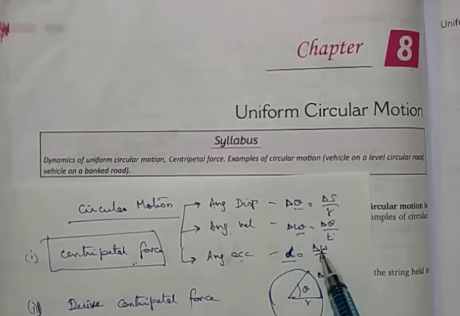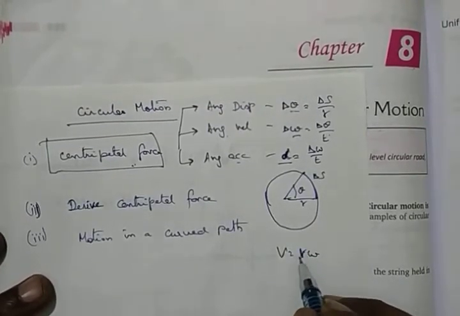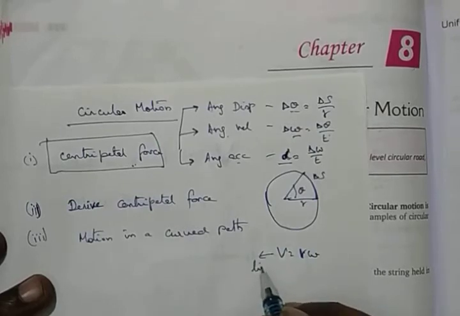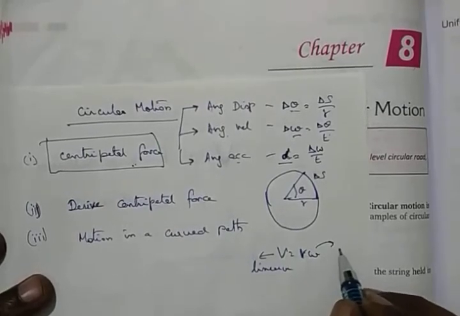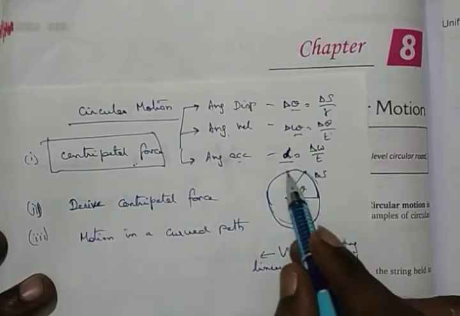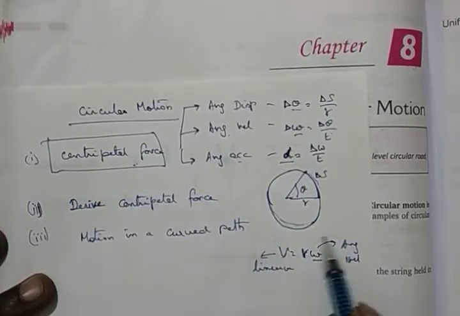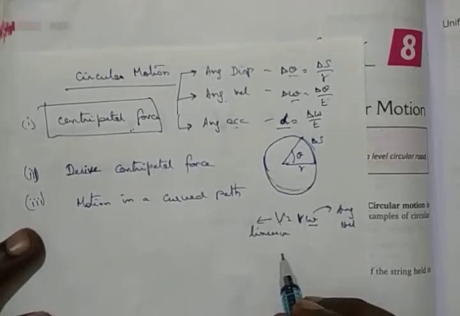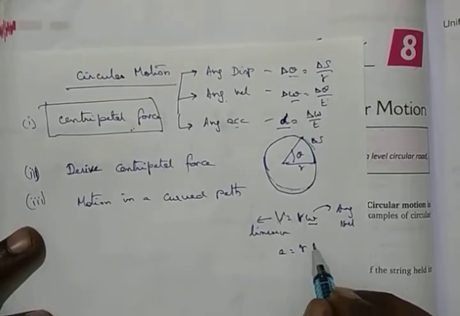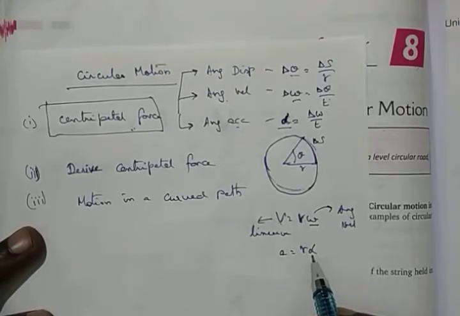Now when you do this, you will also be able to see another formula: V is equal to R omega. What is V? It is linear velocity. And omega is angular velocity. When you go over a circle like this, the velocity is angular velocity. When you go in a straight line, that is linear velocity. And similarly, acceleration is going to be equal to R alpha, where alpha is the angular acceleration.